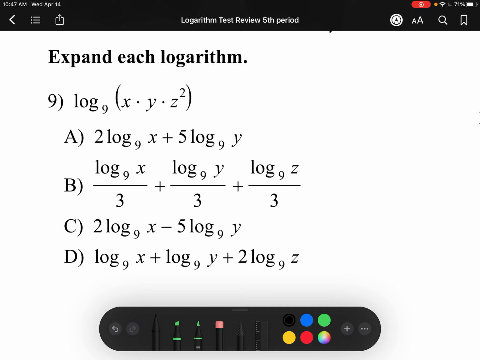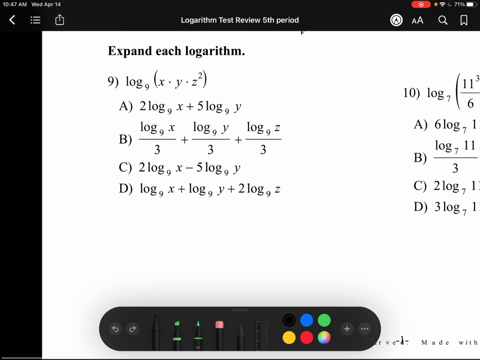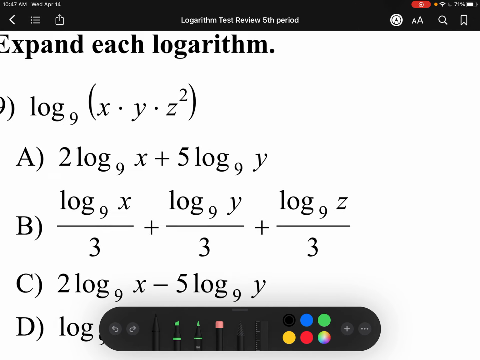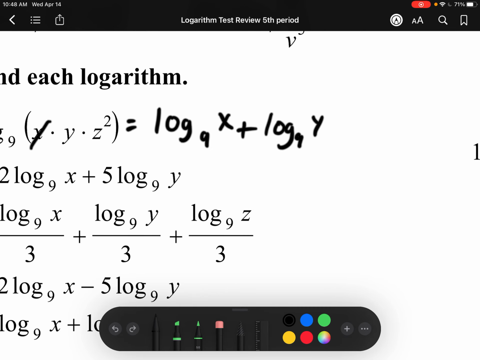So this is the product property, right? So that means that just like we had over here, when we're expanding, it's going to be pluses now instead of times. All right, so this is going to be log base 9 of x. So we're going to take this first, right? So now we're done with that. Plus, now we're going to do log base 9 of y. All right, so we're done with that one. And then plus log base 9 of z squared.